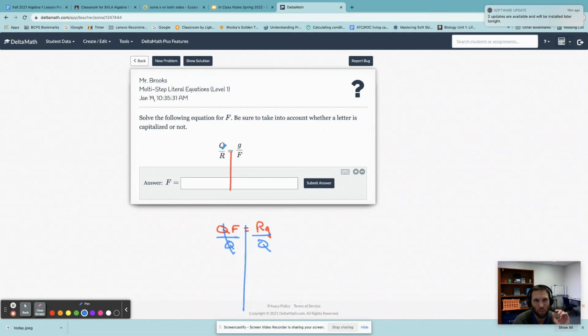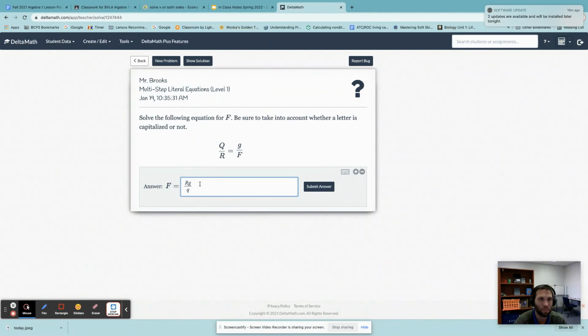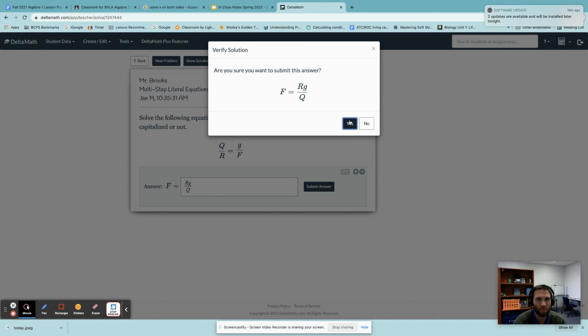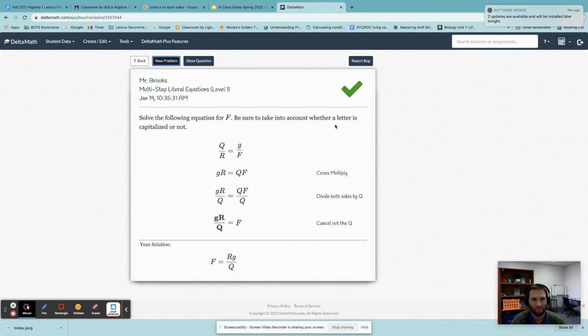So when you see a proportion, a fraction equals a fraction, it's just cross multiply, set them equal to each other, and then divide. Cross multiply, divide. Some people call it the fish method, I think. So RG divided by Q. I wonder if it wants the capital Q. Probably does want the capital Q. Cross multiply, divide. Yep. All right.